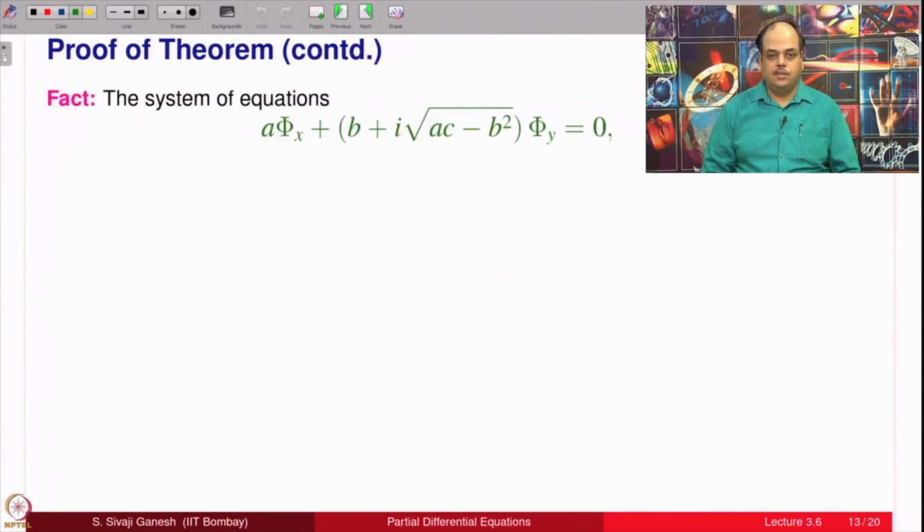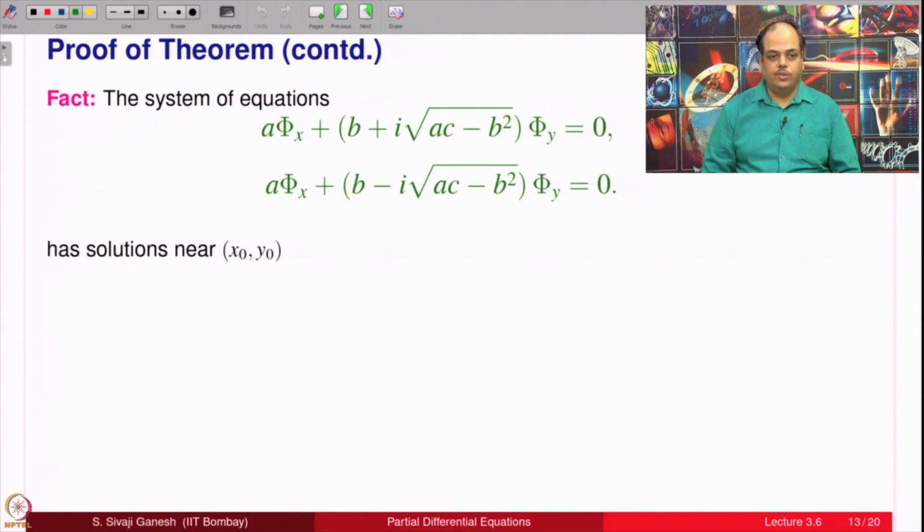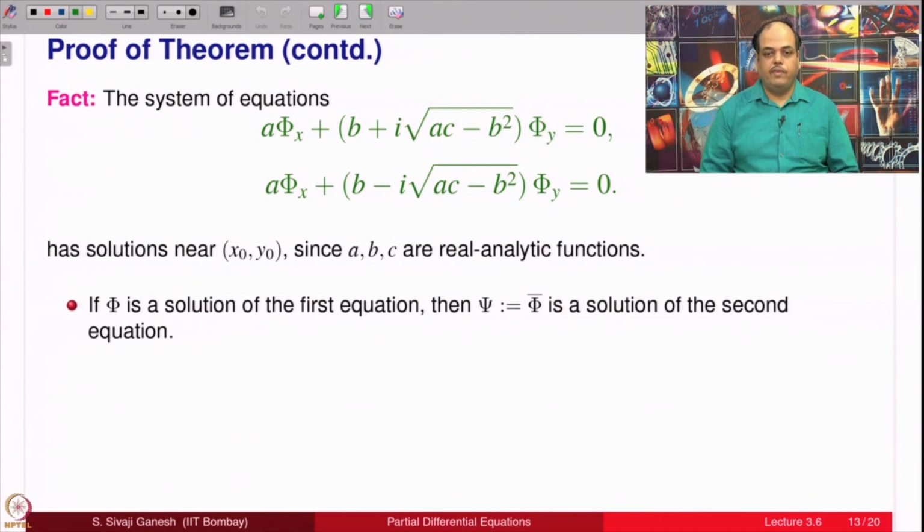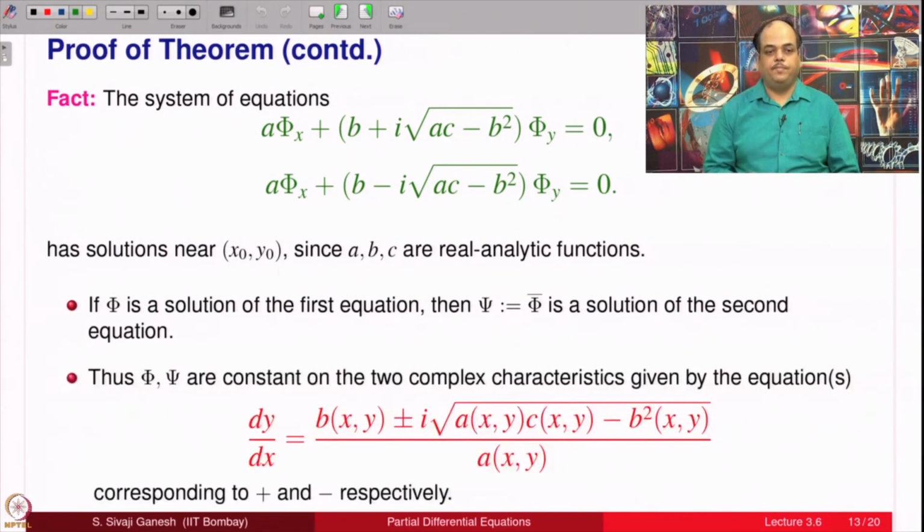Now, a fact: the system of equations has solutions near x0 y0. This is where the analyticity of the real analytic functions A, B, C is used. We can observe this: remember A, B, C are all real valued functions. Therefore, if phi is a solution of the first equation, phi bar, the conjugate of phi, is a solution to the second equation. Therefore, it is enough to solve one equation.